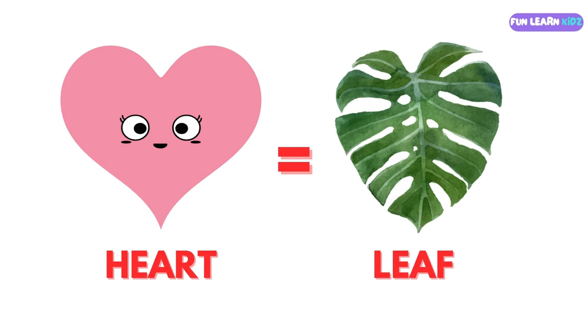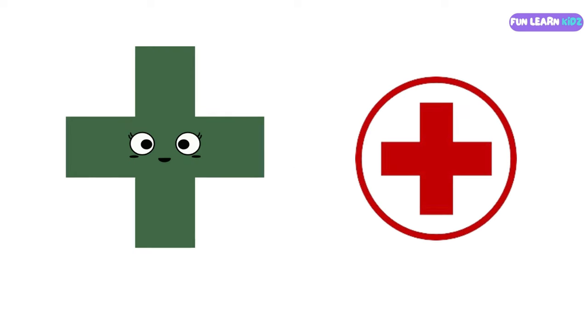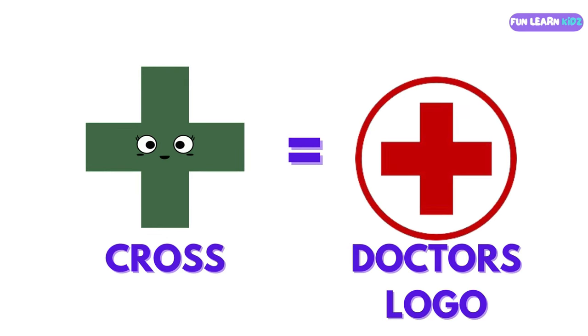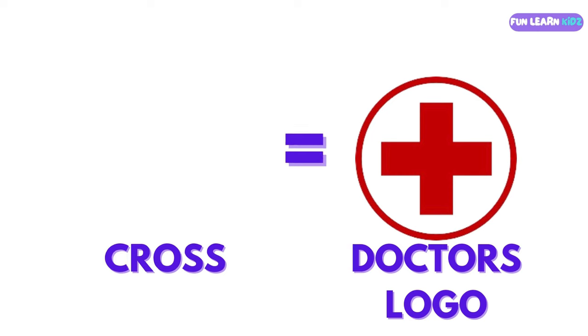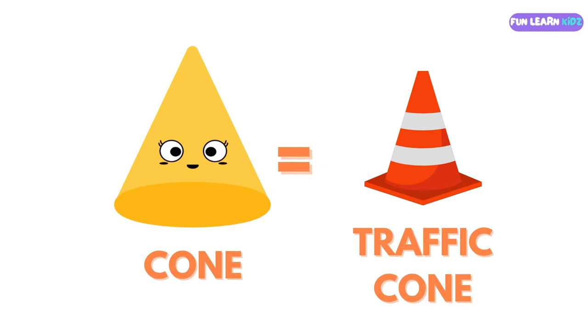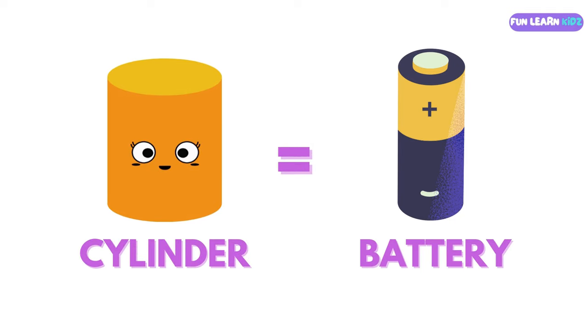Leaf is the example of a heart. Doctor's logo is the example of a cross. Traffic cone is the example of a cone. Battery is the example of a cylinder.